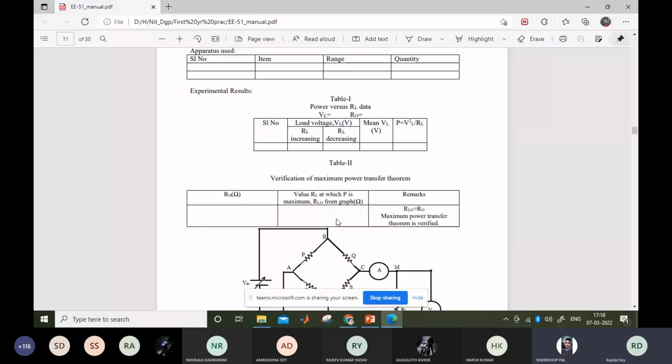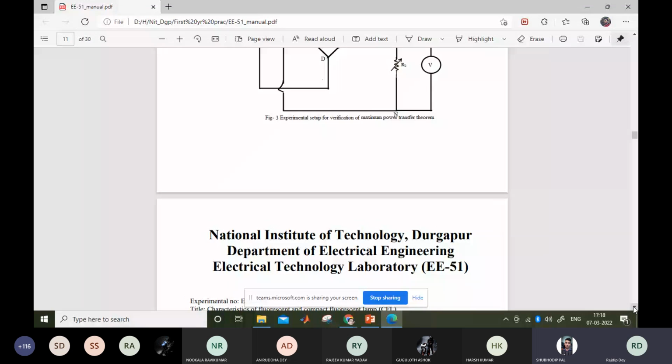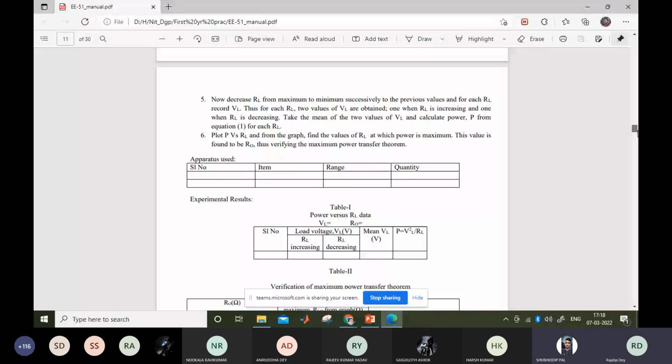For verification, in the next table we will see what our RO is. That is RO, or actually RN or R Thevenin, the first one. So what is the internal resistance of the circuit, that you have to mention. Then from the graph, you will find out, on the y-axis, what is the resistance where the maximum power is obtained. That you have to write in the second one. And in the third one, you have to write your remarks, whether it is matching or not, why it is matching and why it is not matching. And then you have to write your comments, what you have learned from the experiment.